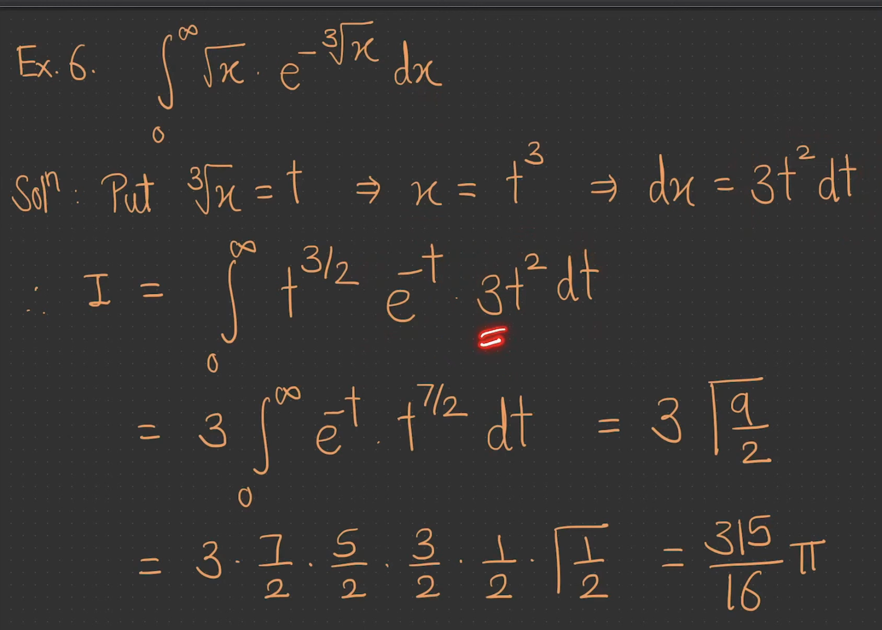and 3 is constant, so we will take it out. So the integration becomes 3 integration 0 to infinity e raised to minus t. Now the power of t is 3 by 2, and here the power is 2. So we will simply add. So 3 by 2 plus 2 is 7 by 2. So t raised to 7 by 2 dt. Now by definition of gamma function, the value of this integral is equal to gamma of 7 by 2 plus 1, that is gamma of 9 by 2. So the answer is 3 into gamma of 9 by 2.